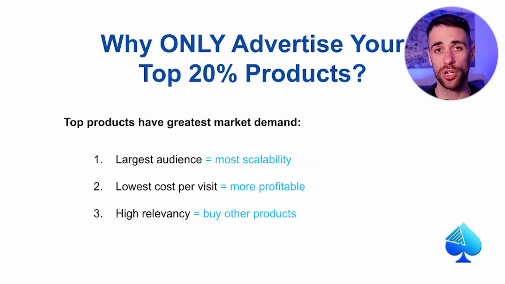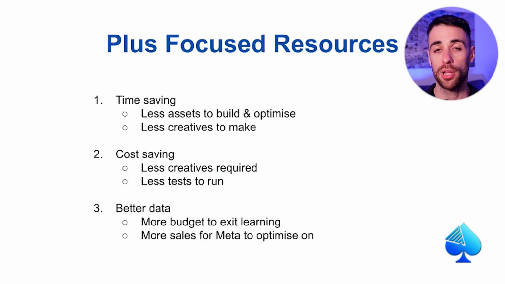And the reason is the top 20% of your products have the greatest market demand. That means the largest audience, so more scalability. They have the lowest cost per visit and conversion, which makes them more profitable. So you're going to pay for your ad spend to bring the traffic, and they have a high relevancy in the traffic they're bringing. So those people are going to buy your other products anyway. You don't need to advertise those products. Plus, you can focus your resources rather than spreading yourself too thinly across different things.